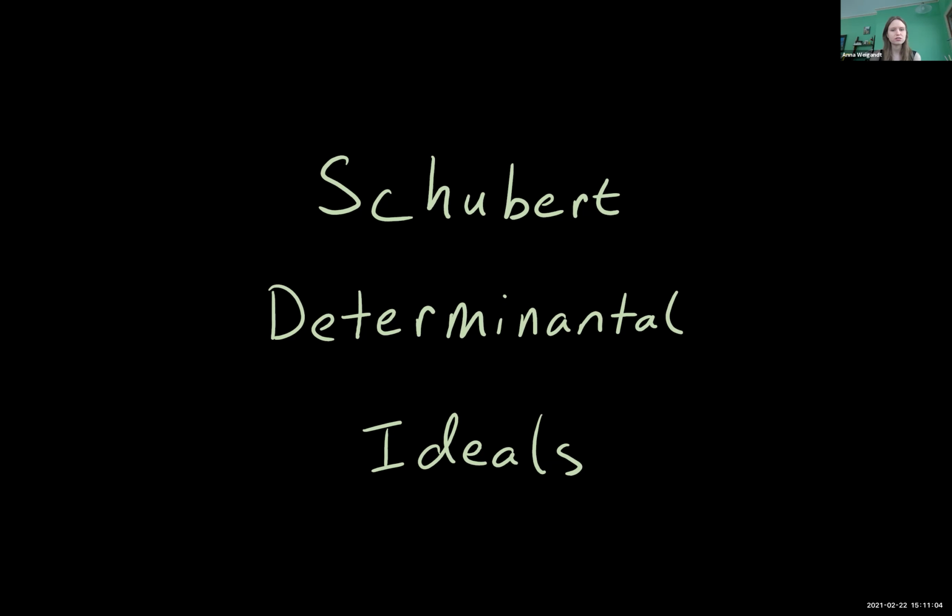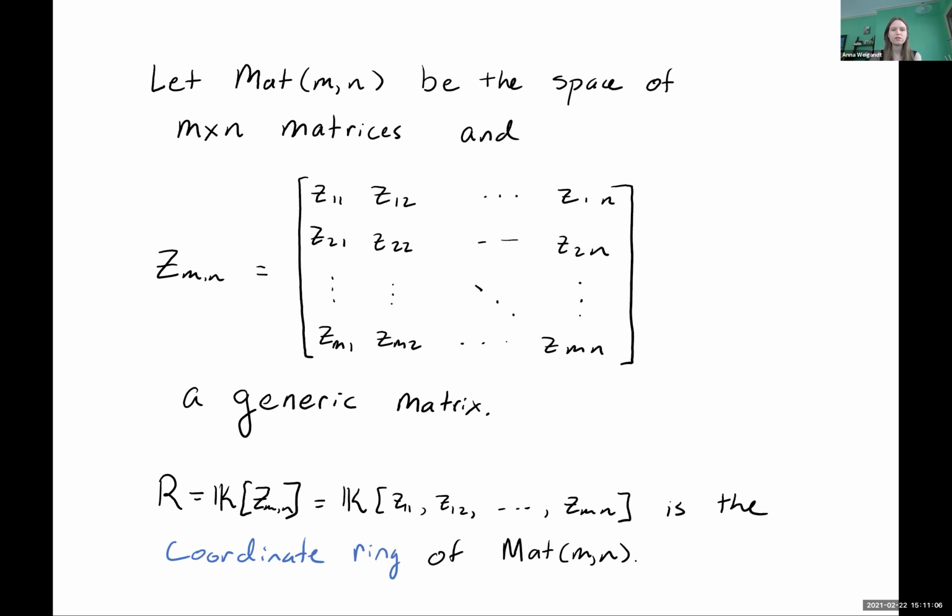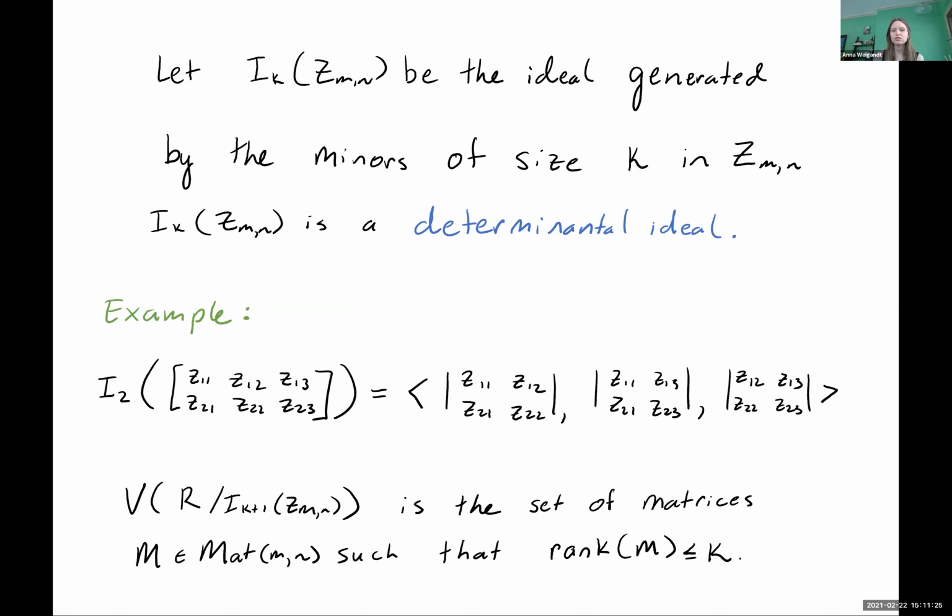Okay, so the ideals that are going to be of particular interest to us today are Schubert determinantal ideals. So I'm going to start with something a little bit more classical. So you can take the space of matrices, and you get a polynomial ring by putting all those variables into your ring. And a determinantal ideal is just the ideal that's generated by size k minors in this big matrix. And so, for instance, we could take the 2 by 2 minors in this 2 by 3 matrix, and we can find 3 different 2 by 2 minors in here.